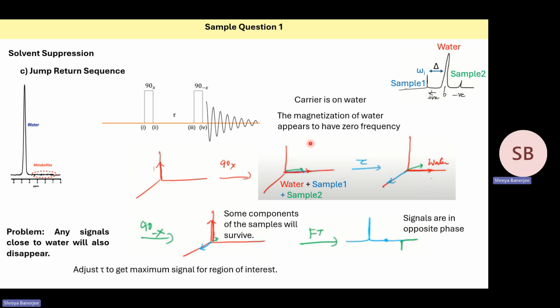Then the carrier was on water, so the magnetization of water will not evolve. It will remain along y, but the magnetization of your other spins will evolve. Then you apply a 90 minus x pulse so that the water spin will go back to the z-axis. And if a Fourier transformation is done, because the detector is only along x and y, the detector will not detect the water peak. It will only observe the peaks of the samples. And so the water will be suppressed. This was the basis of the jump return sequence.